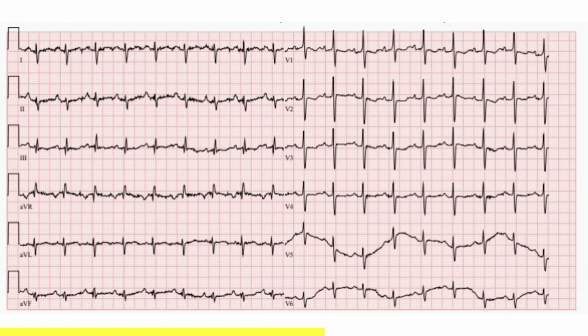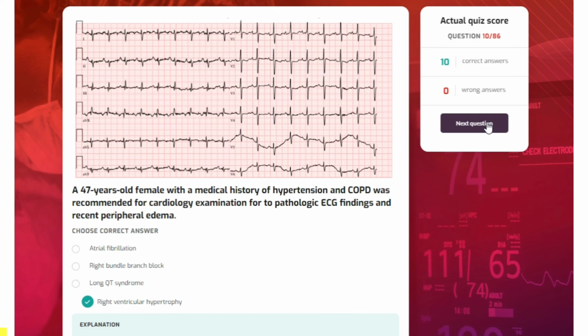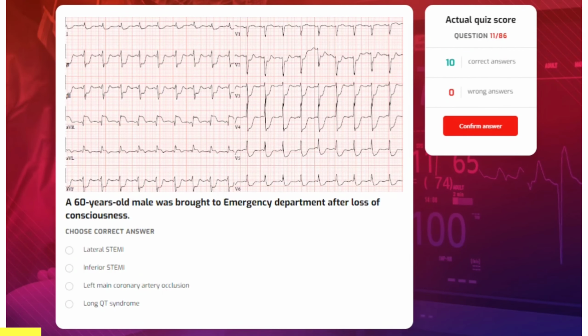As we can see here in this ECG, QRS complex is downwards in lead 1 and upright in lead 3, which is a right axis deviation. Also we can see the dominant R waves in V1 and deep S waves in lateral leads. These ECG features suggest right ventricular hypertrophy, which is given here as the last option. So let's check our answer. It's correct.